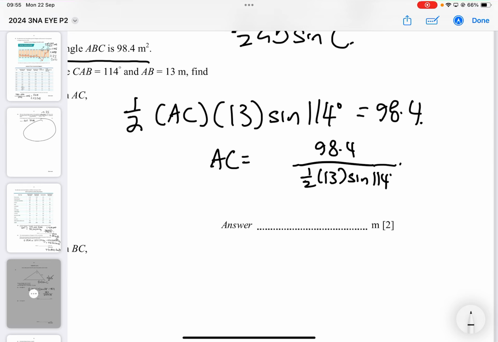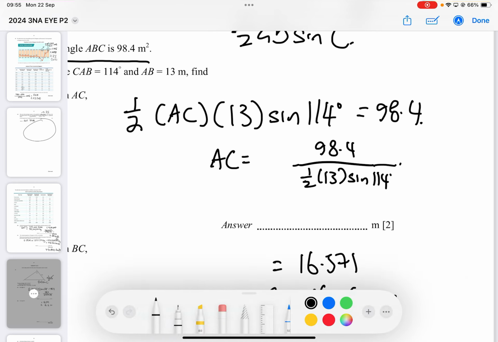Okay, my calculator tells me it is 16.571 or roughly 16.6 meter. Yes.